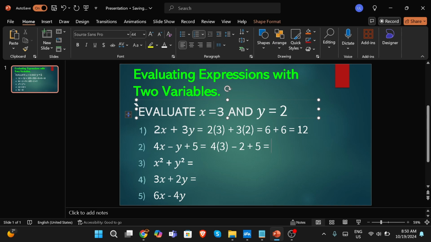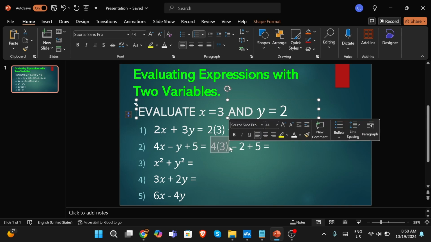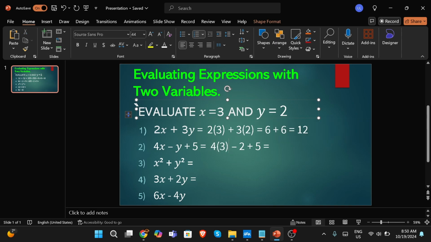So now let's first do the 4 and 3. 4 inside of the parentheses 3 is 4 times 3, which equals 12. Now 12 minus 2 is 10, and then we're going to do plus 5, which is 15. So 10 plus 5 is 15. Our answer here is 15.